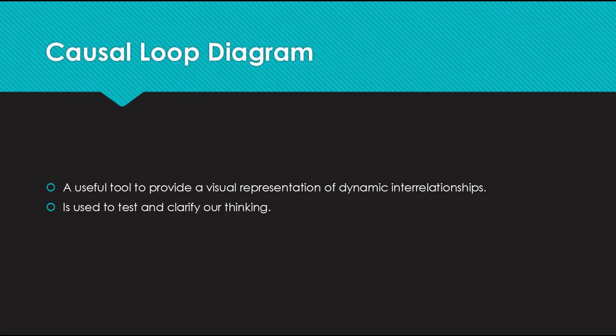The causal loop diagram is one of the important tools used in the approach of system dynamics. Actually, it's a very useful tool to visually represent the dynamic interrelationship within a system. It is also used to test and clarify our thinking, specifically on the concept of systems thinking.